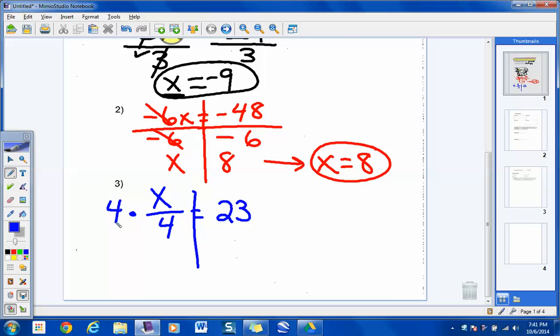I have to undo division, and multiplication is what undoes my division. So over here, I've got common 4's like this. This is really a 4 and a divide by 4. Again, that's your 1. So you're going to have x on the left, and on the right, the product of 23 and 4. I'm not very good at math, but I think it's 92. All right, so we would have x equals 92.